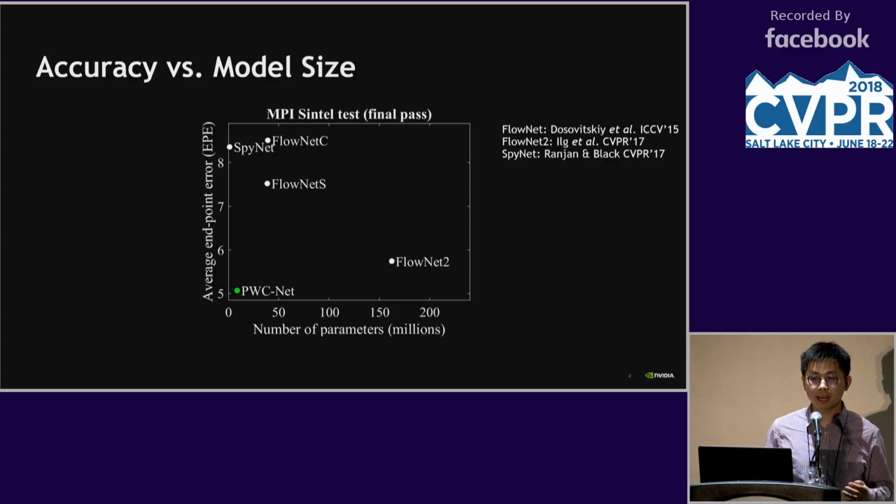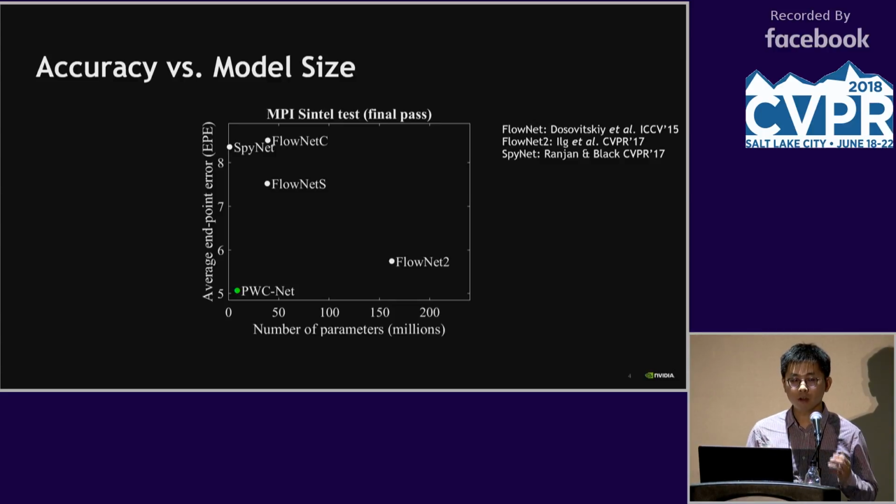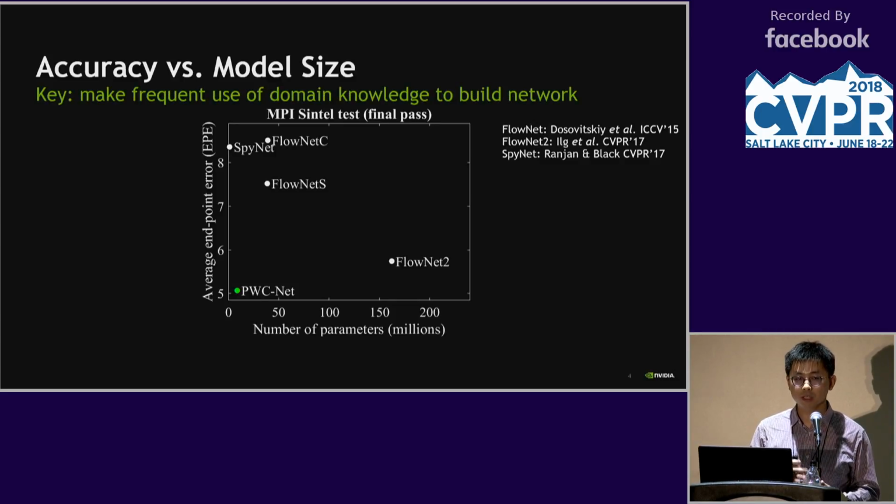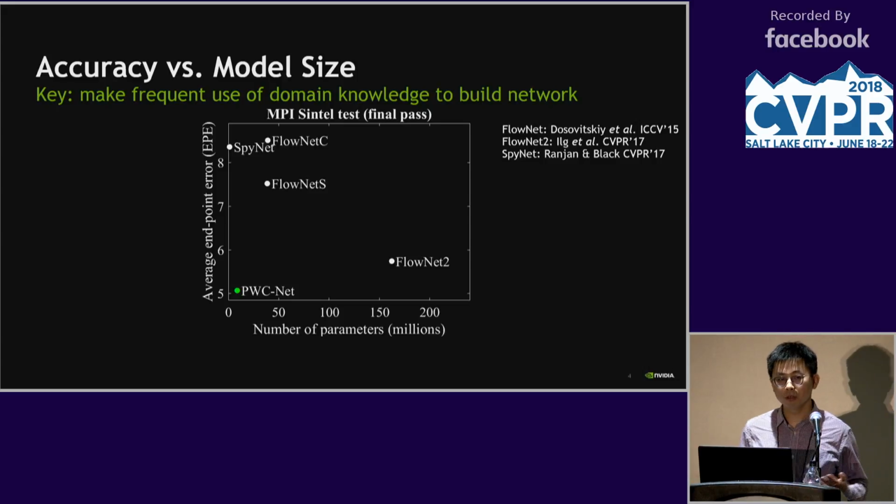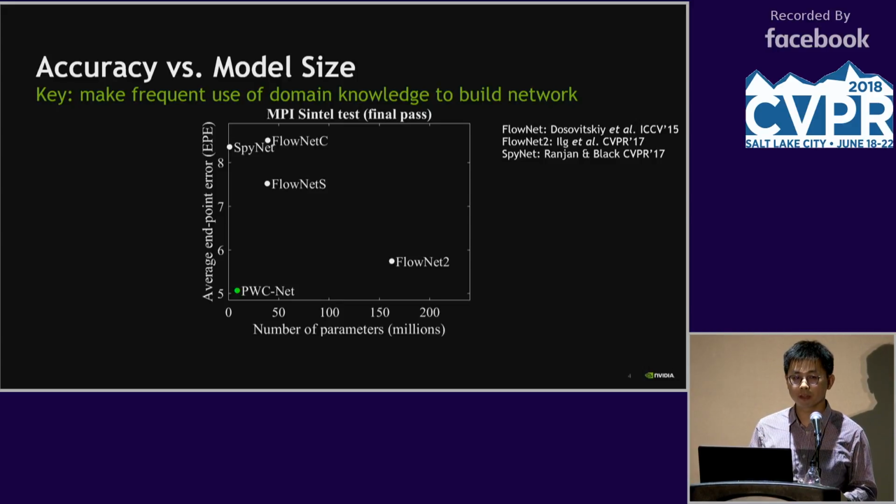So what's the insight? The key is to make frequent use of domain knowledge to build the network. So what do we know about optical flow? Next, I'm going to review some of the basic principles, which prior work also used to build networks, but show how our network uses them differently.